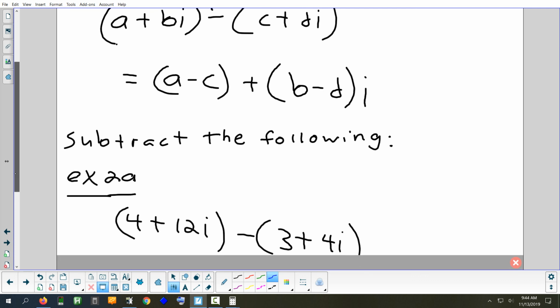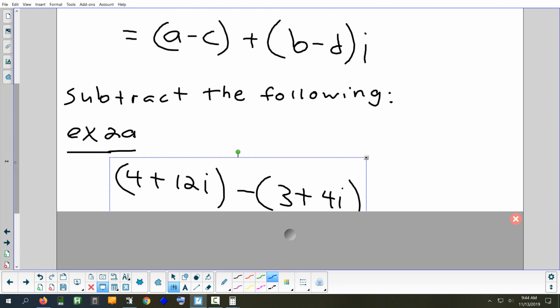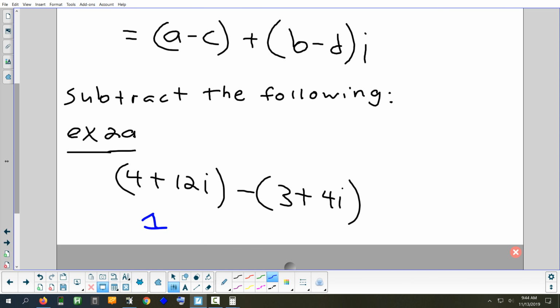Okay, so let's look at these two. Example 2a says subtract the following: 4 plus 12i minus 3 plus 4i. Madison, if I subtract here, what's going to be the real part? 1. 4 minus 3. So we're going to get 1. And Isaiah, what about my imaginary part? 12i minus 4i, correct. So it would be 8i. 8i, yes. That's it. That's how you subtract.